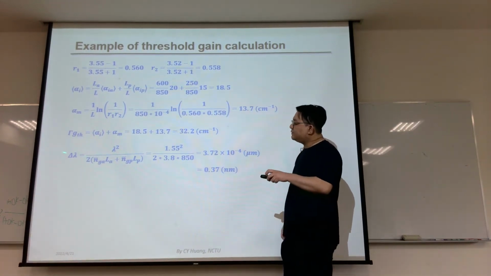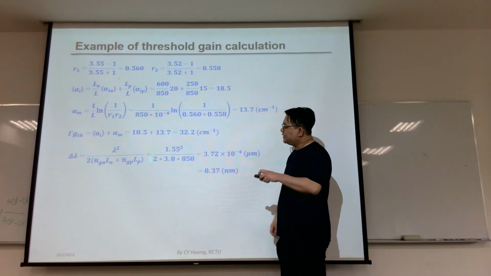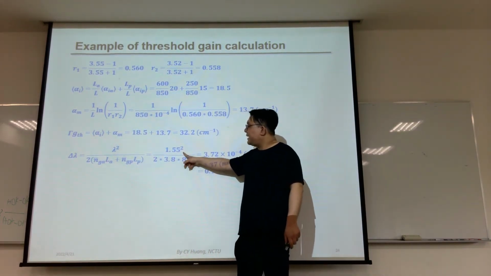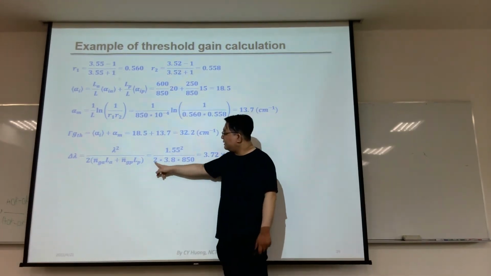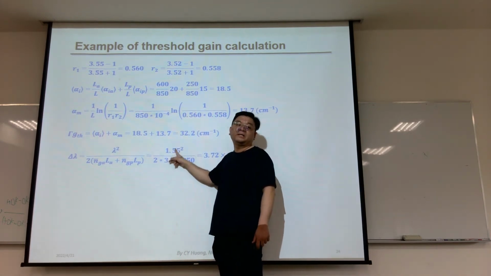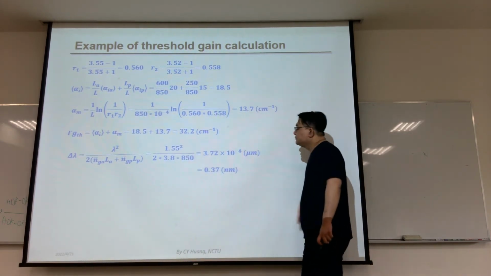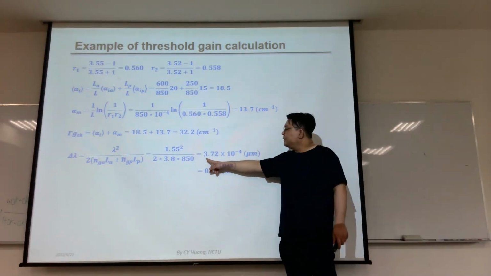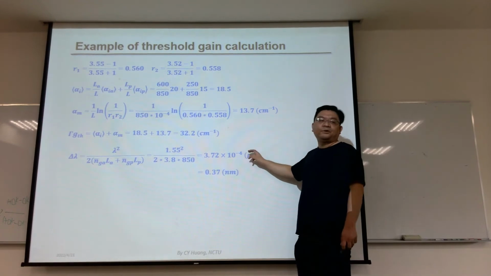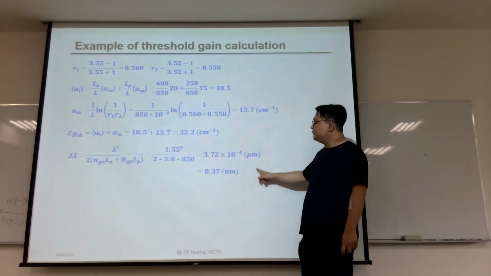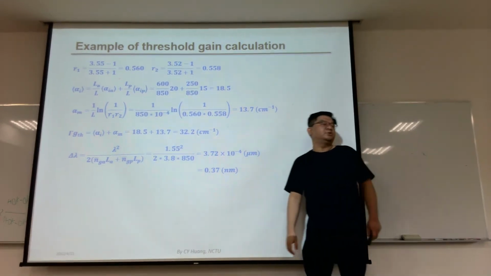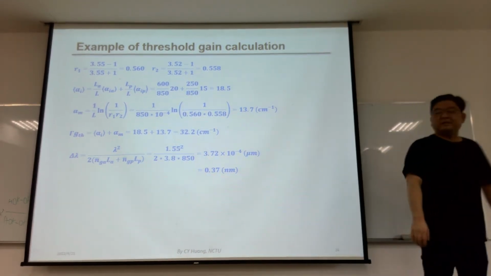And for the delta lambda, the mode spacing, just apply this equation. Lambda is 1.55 micron. And for n_g we use 3.8 from the previous slide, since it's a communication laser. Alright, so it turns out to be 3.72 times 10 to the minus 4 micron. So surely we should convert it to a more normal number. So it's around 3.7 angstrom or 0.37 nanometer.